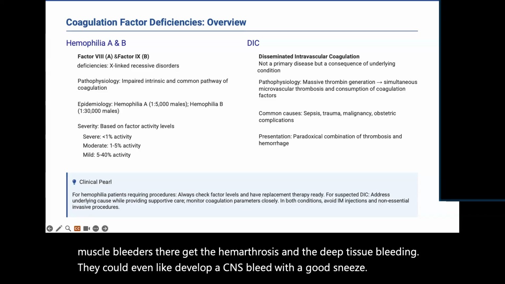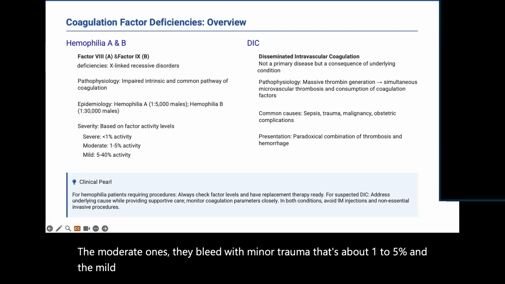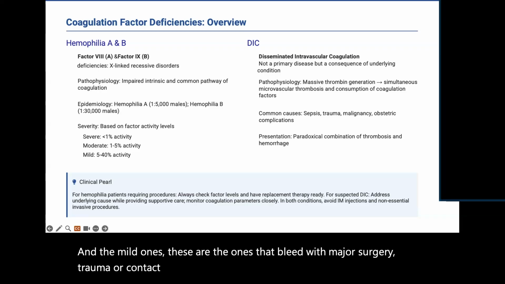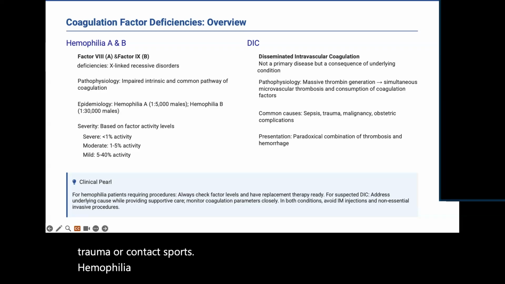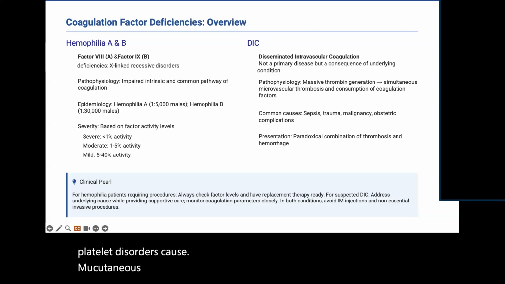The moderate ones, they bleed with minor trauma. That's about 1 to 5%. And the mild ones, these are the ones that bleed with major surgery, trauma, or contact sports. Hemophilia produces deep joint bleeding, unlike platelet disorders. The platelet disorders cause mucocutaneous bleeding. Mucocutaneous means nosebleed, mucous membranes.